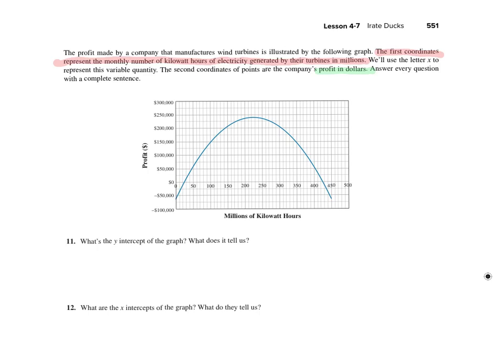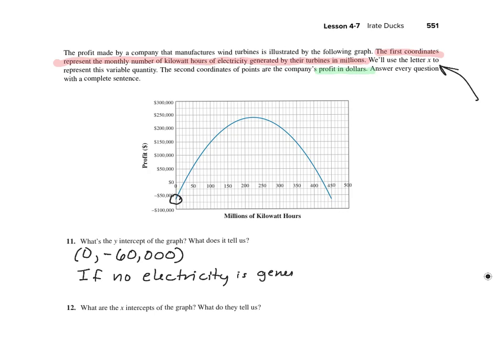So first they're asking what the y-intercept of the graph is, and the y-intercept would be around here somewhere. So it looks like 0, we'll call that about negative 60,000. And this information up here will help us know what that ordered pair tells us. So if no electricity is generated, the company will lose $60,000.